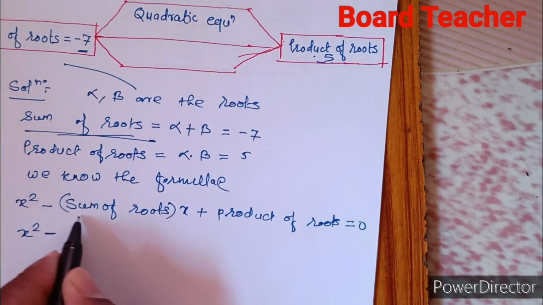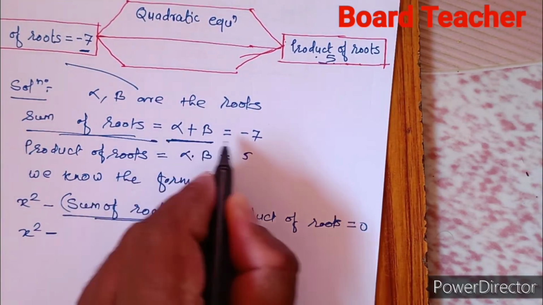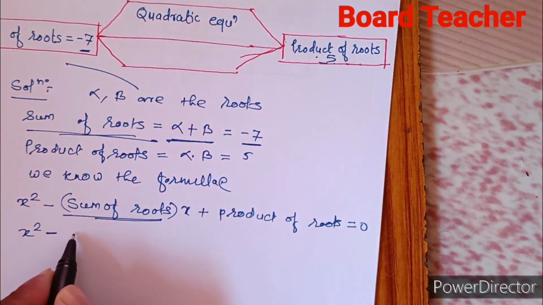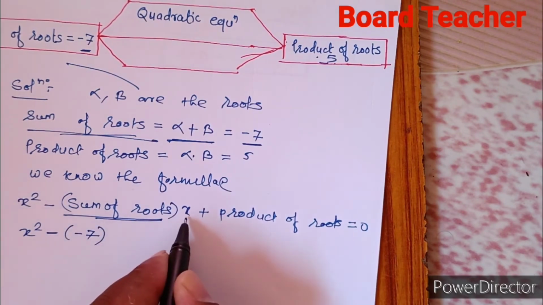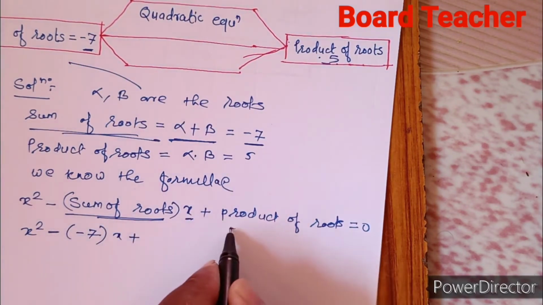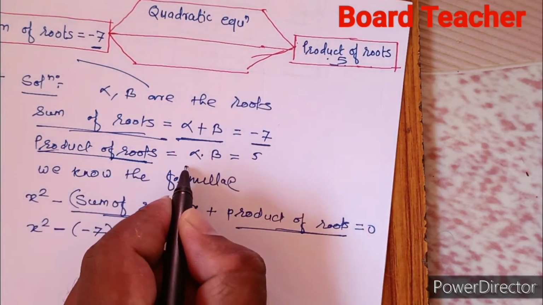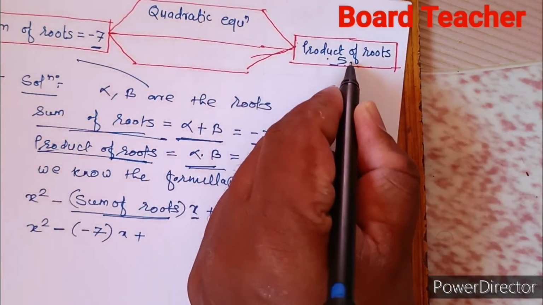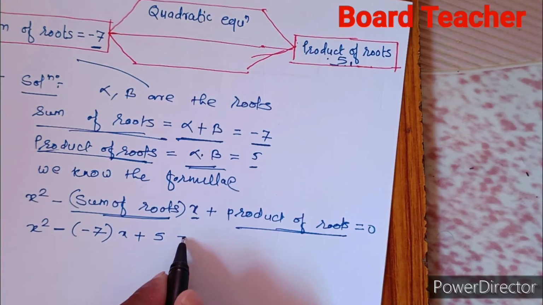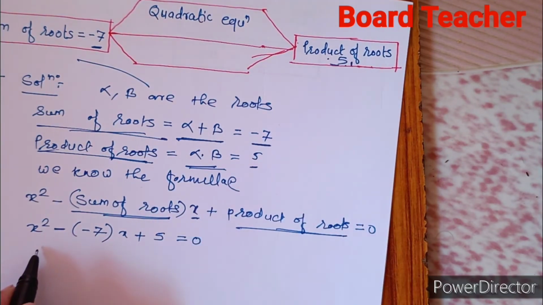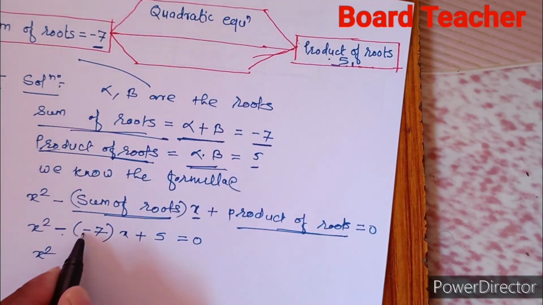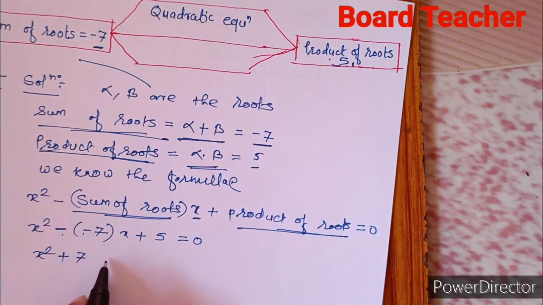If we know this is the formula, we have to put the values of this, that is x square minus sum of roots, that is alpha plus beta equals to minus 7, write down here minus 7 into x plus product of roots, which is alpha dot beta, which is given 5 here. Therefore, write down here 5 equals to 0. Now x square minus minus will be plus 7x plus 5 equals to 0.